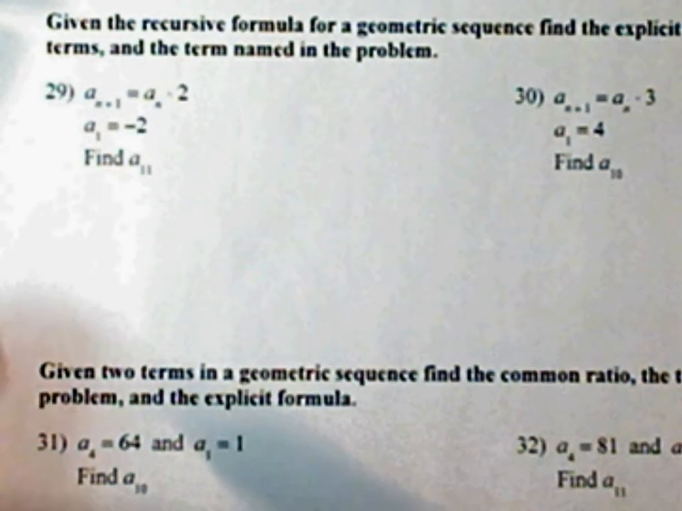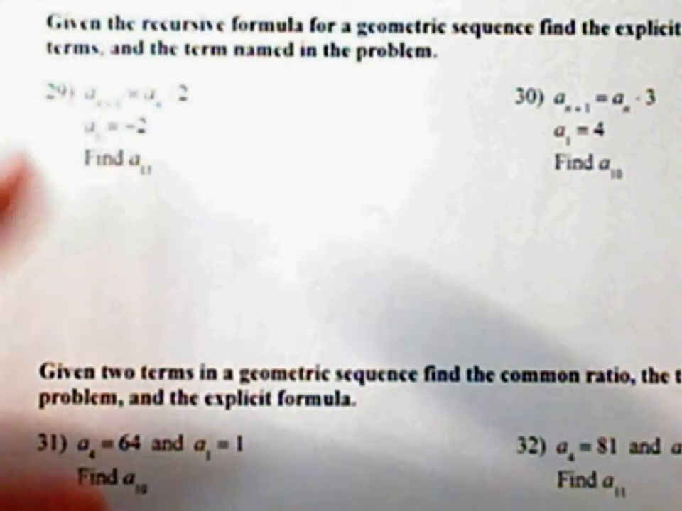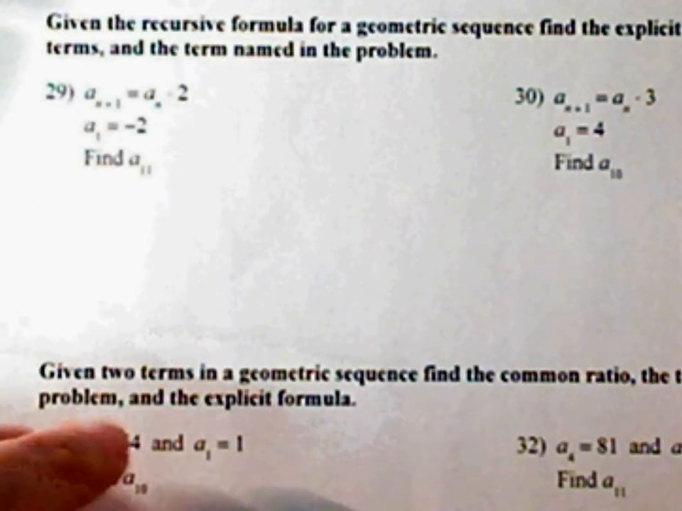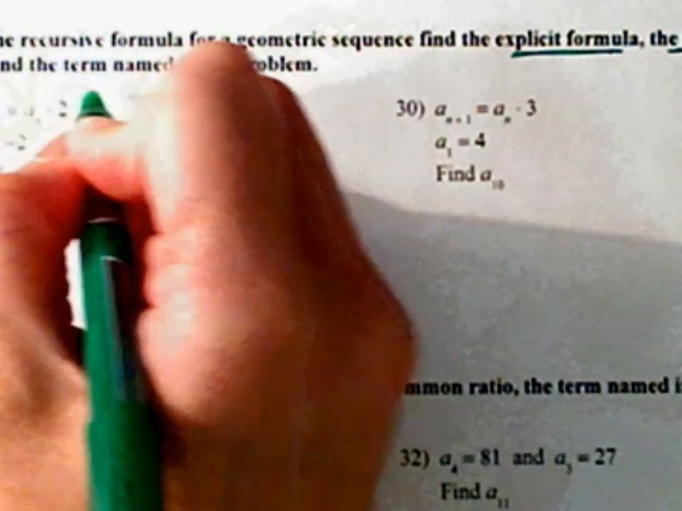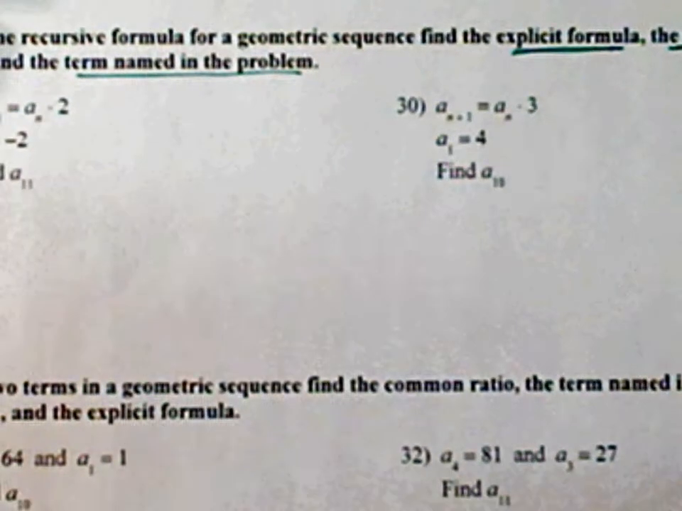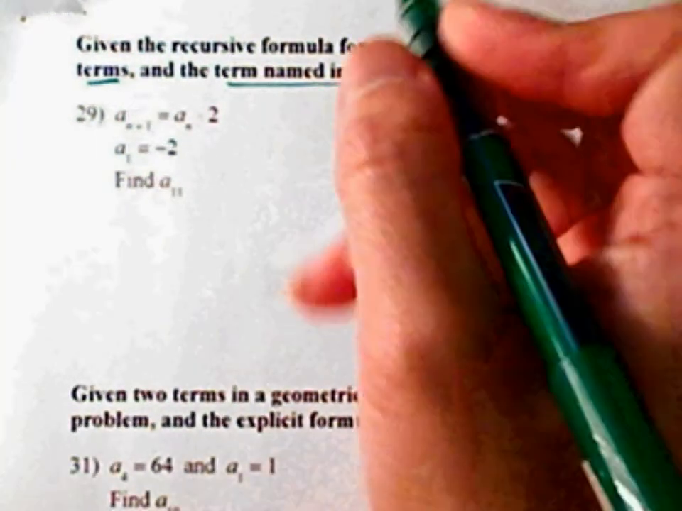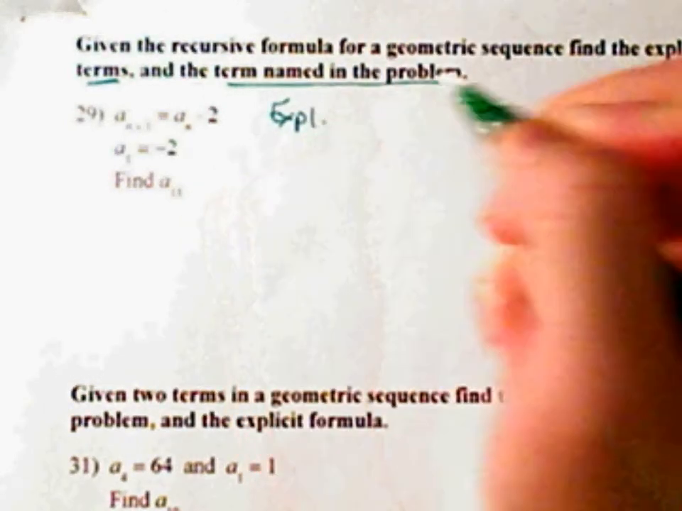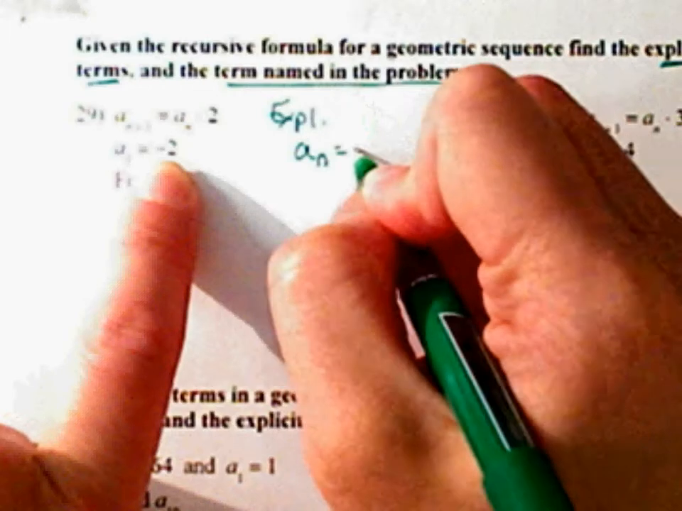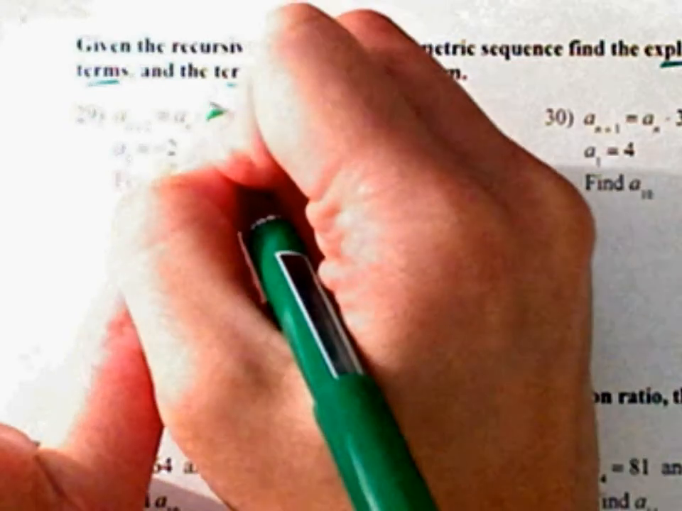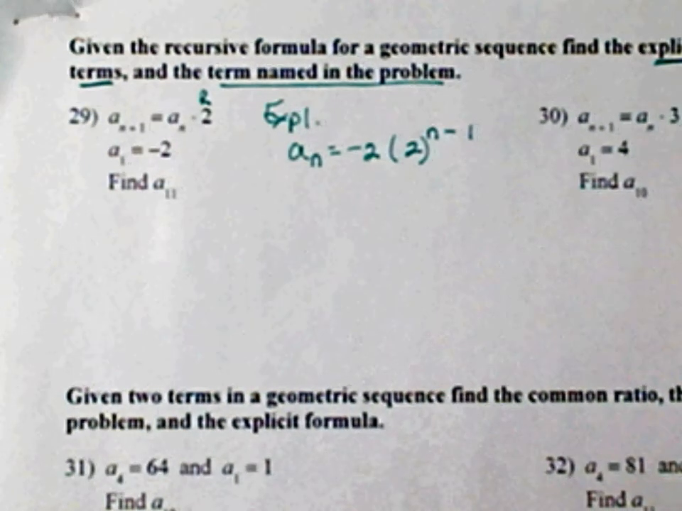29 says, given the recursive formula for a geometric sequence, find the explicit formula, the first 5 terms, and the term named in the problem. So 3 things you have to do for this one, okay? First of all, you have to go and find the explicit formula. So what is that explicit formula going to look like? Well, a of n is equal to your first term, which is -2, times your r, this is your r, to the n minus 1. And there you have your explicit formula.